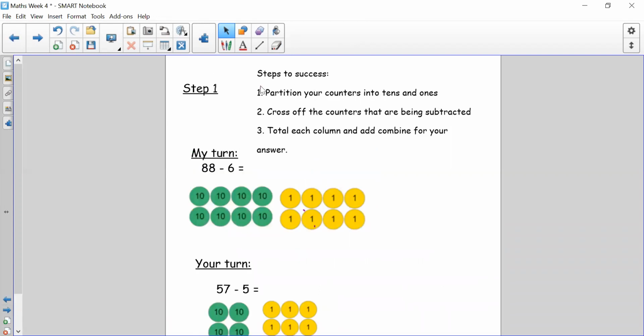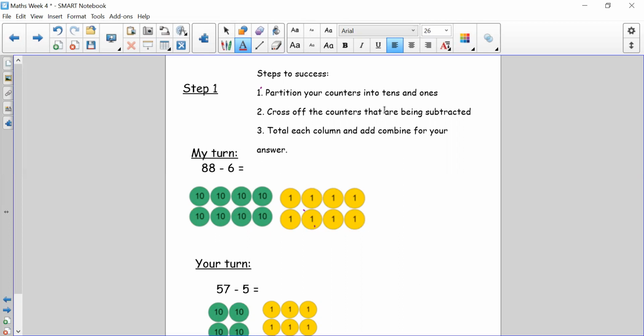Okay, so let's look at step 1. I've already done step 1. I've partitioned my counters. Let's have a look at my number sentence. I have 88, take away 6. So I need to partition my tens, 8 tens: 10, 20, 30, 40, 50, 60, 70, 80, and 8 ones: 2, 4, 6, 8. I have 88.